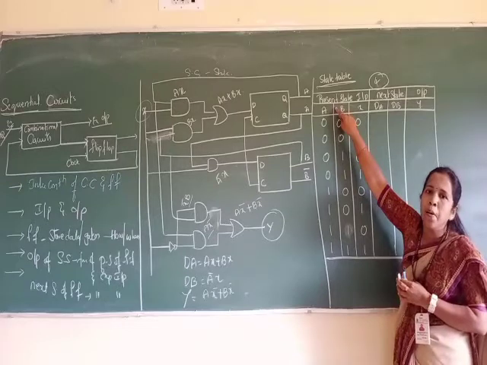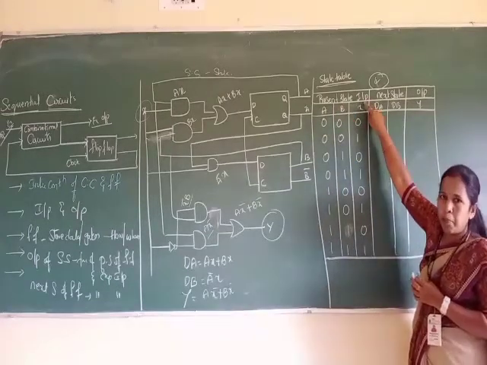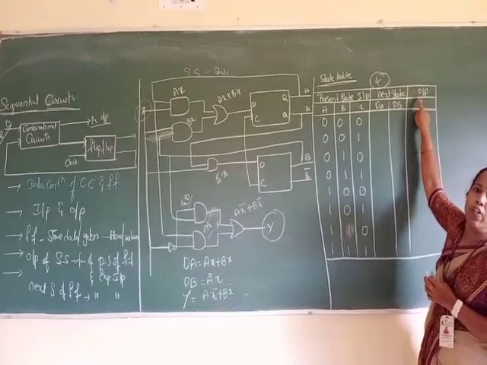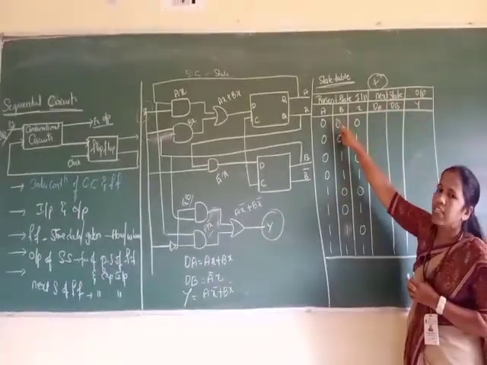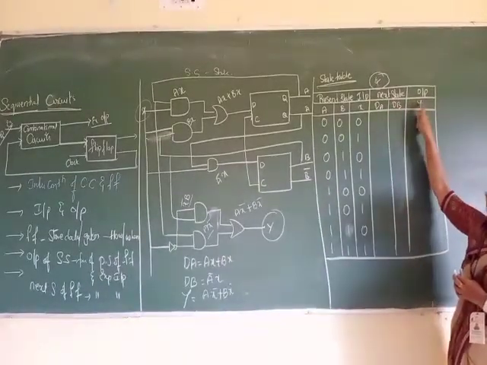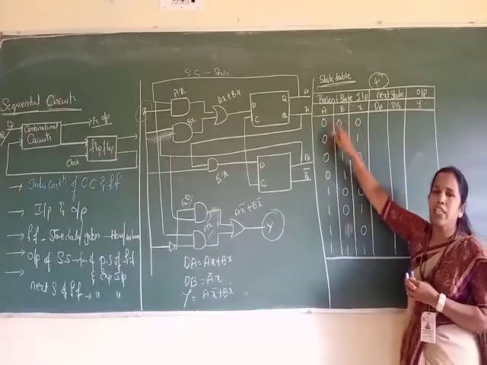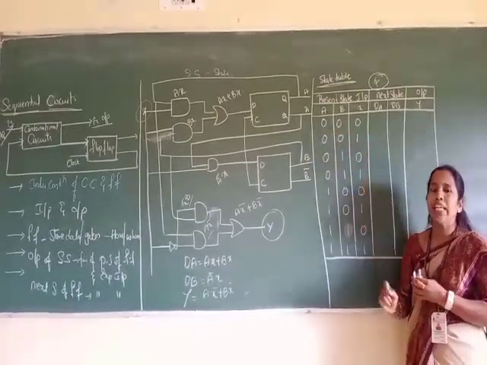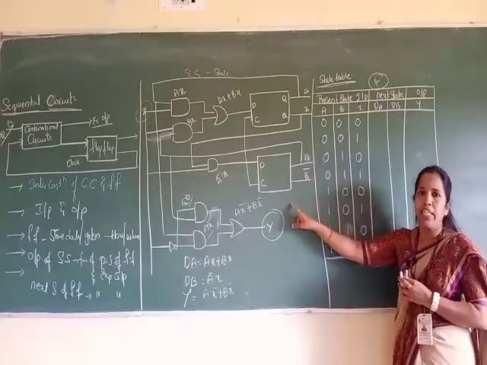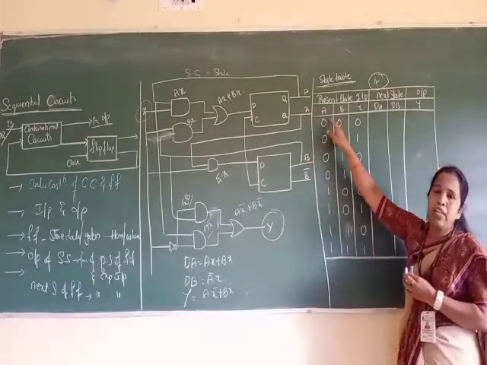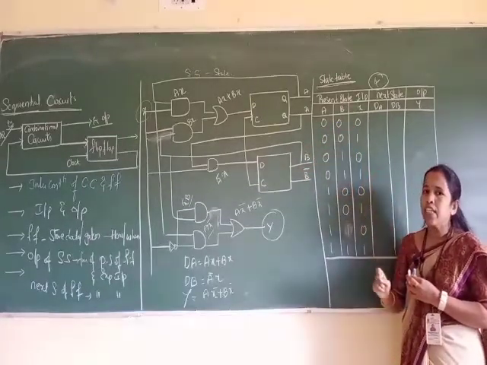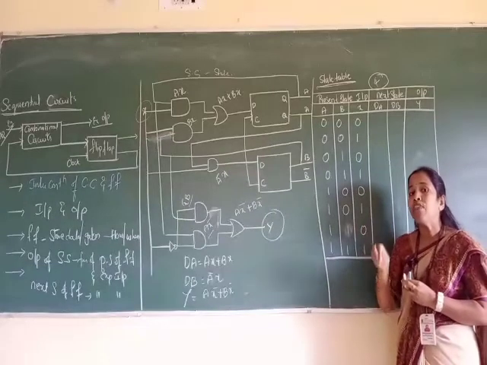First section is the present state. The second one is input. The third one is next state. And the fourth one is output. Now what is this present state? The present state indicates the state of the flip-flop. We have 2 flip-flops here, DA and DB. So A and B represent the state of the flip-flops at the given time.